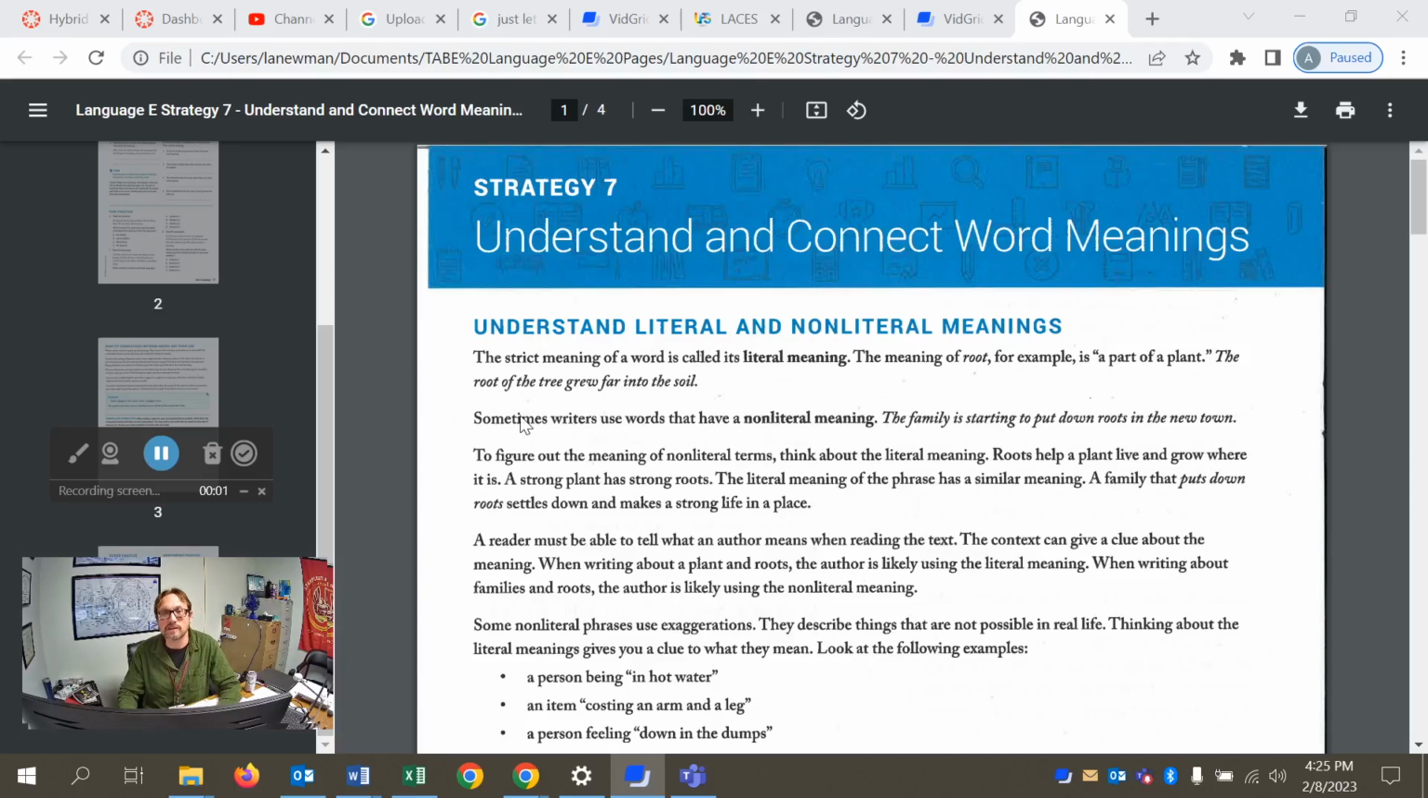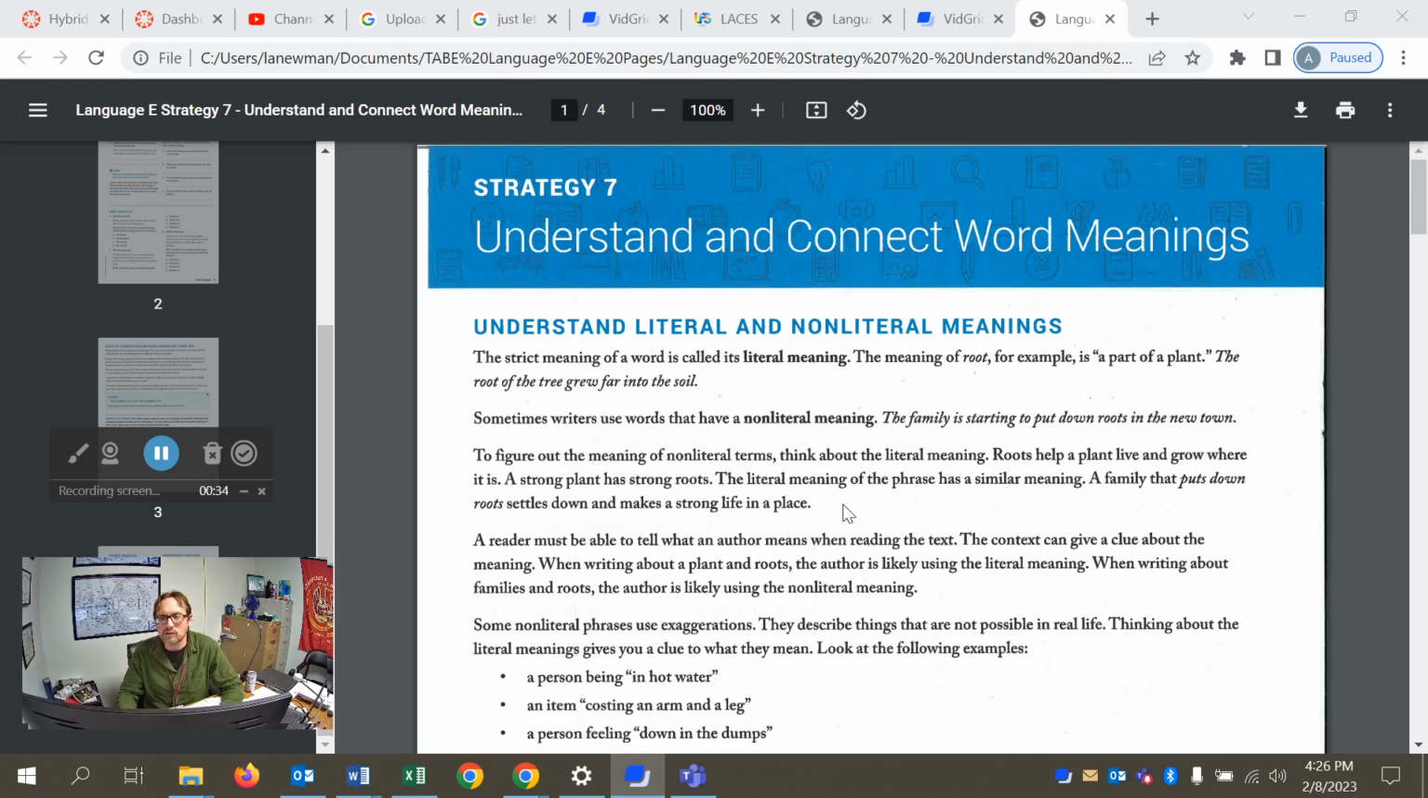All right, welcome back. We are on strategy 7, which is on understanding and connecting word meanings. This is a little bit of an extension of the previous strategy, which was about determining word meanings through things like context clues, looking at prefixes and suffixes and the roots of words, breaking apart compound words. So we're still kind of in the same area of learning here. But today we're going to start off by talking about the difference between literal and non-literal meanings.